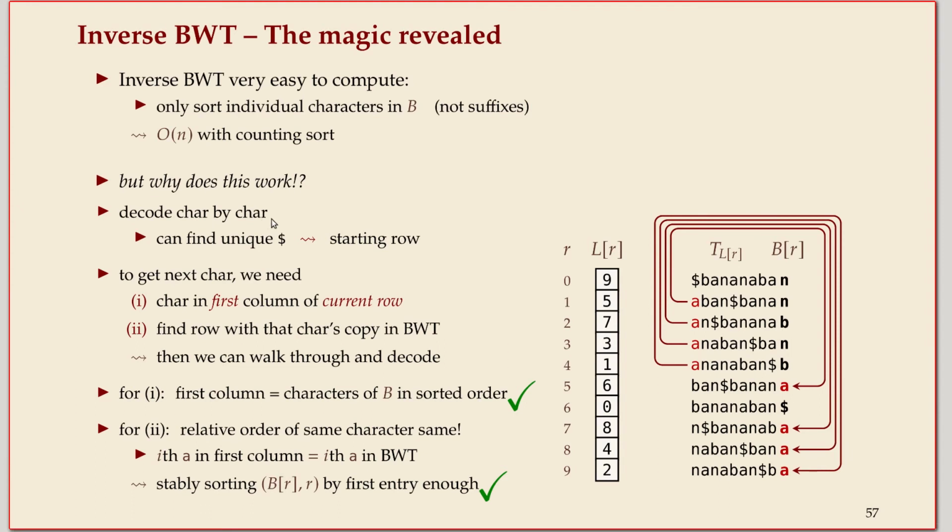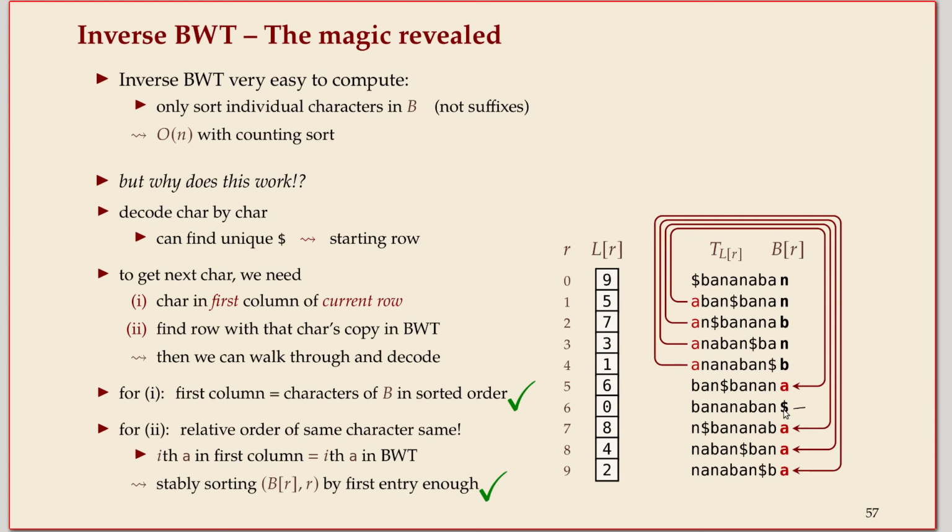Let's try to decode the text from the BWT character by character. The first observation is that there's a unique occurrence in the BWT of this end of word character $. So we can always find this, in this example, our favorite banana band, there's the $. So we can always find the row in this matrix where we have to start.